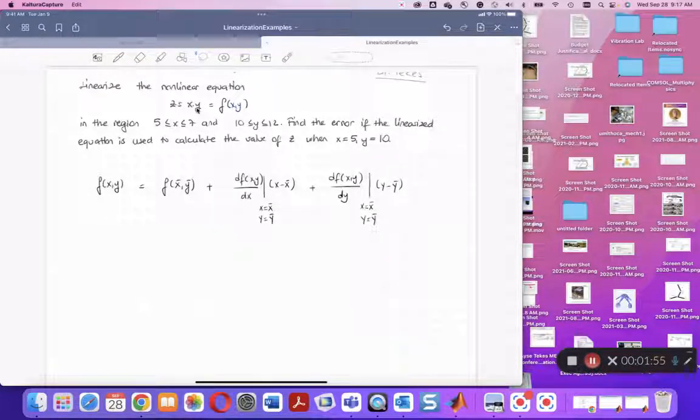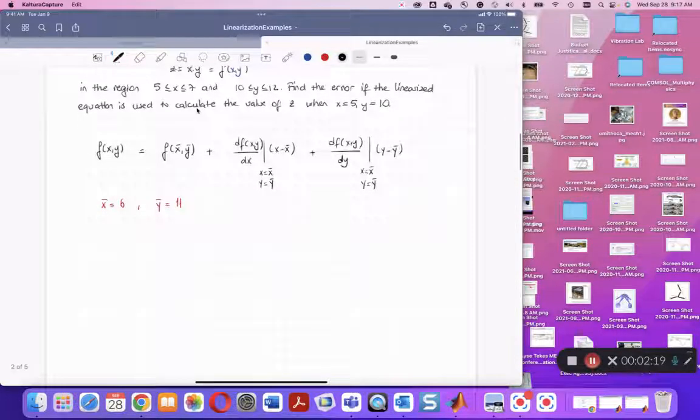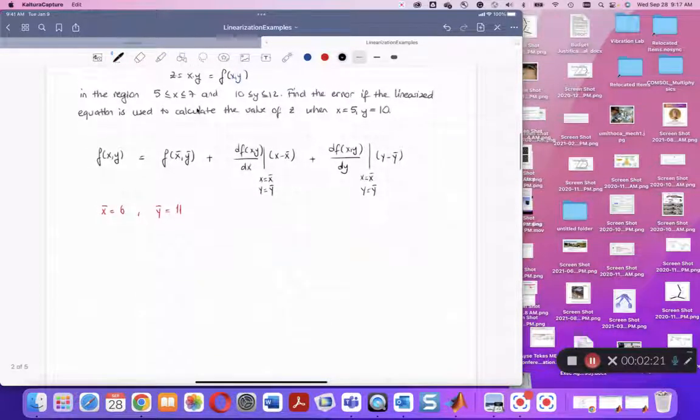In the previous examples, I just gave you one point, but in this example, which is a little bit different, instead of one value for x bar, I'm giving you a region. So what you have to do is just select the midpoint for the given region. That means your x bar should be equal to 6 and y bar should be equal to 11. Now let's apply Taylor's expansion method for our given example problem.